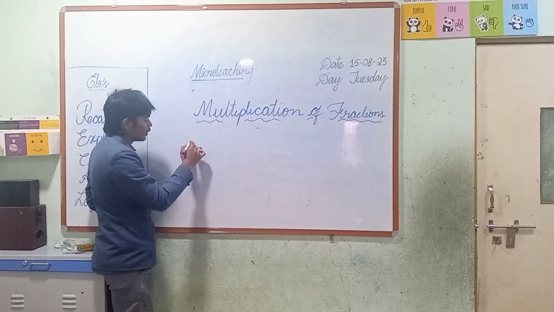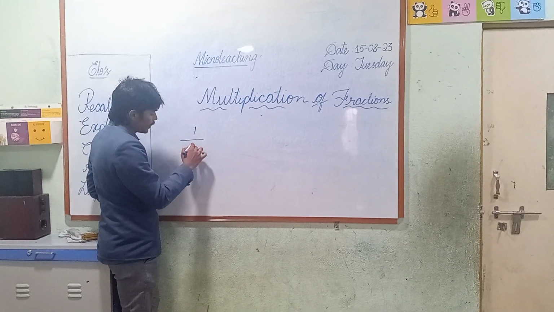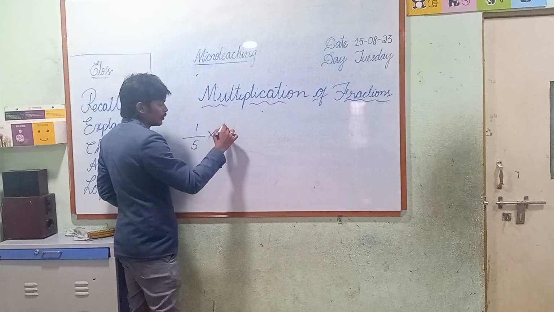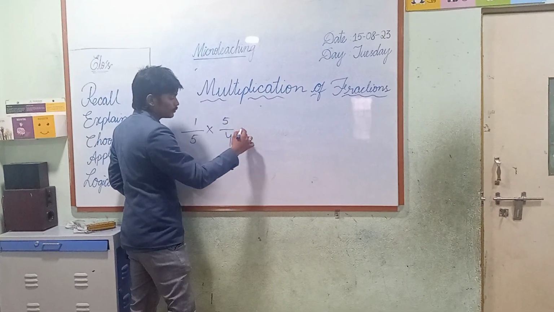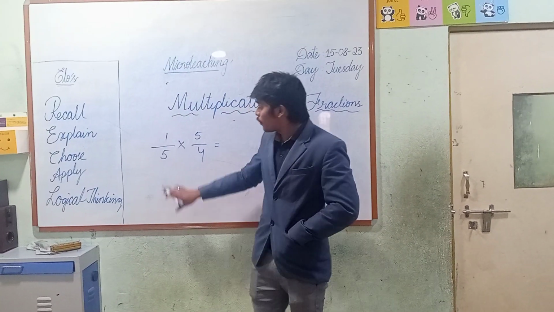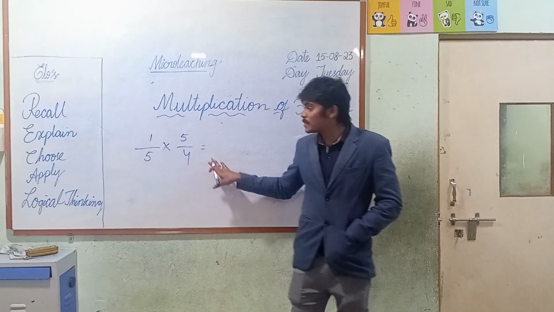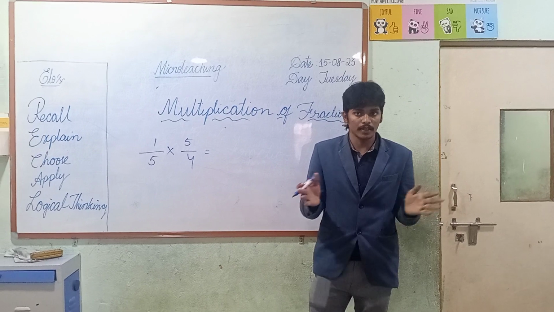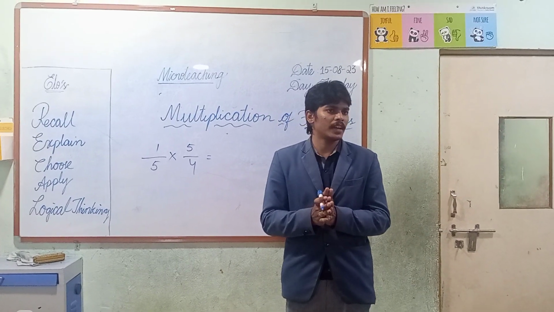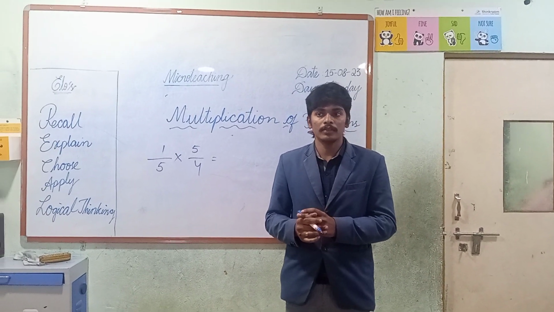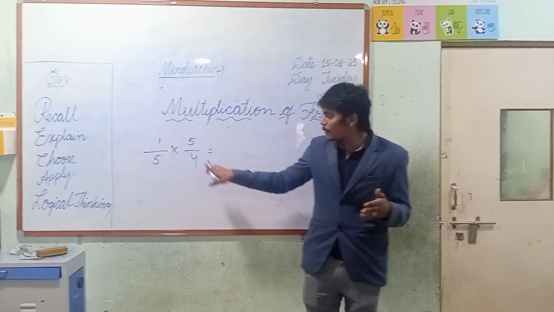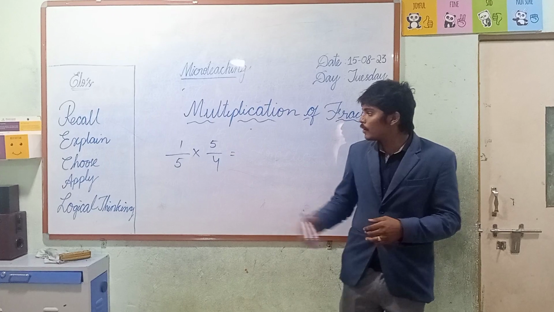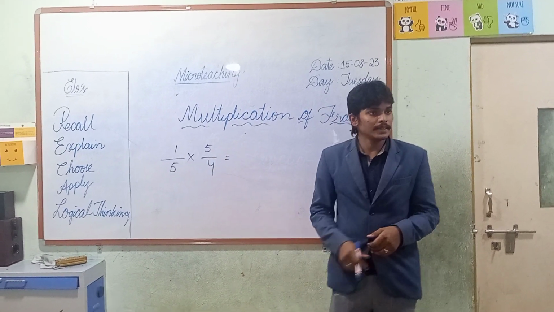Now I am taking one fraction 1 by 5, and I am taking another fraction 5 by 4. So 1 by 5 is multiplied with 5 by 4. We need to find the product of these two fractions. So it is a very simple thing. We know numerator and denominator, right? What is numerator? The upper part of a vinculum is called the numerator. And what is denominator? The lower part of that vinculum is called the denominator.